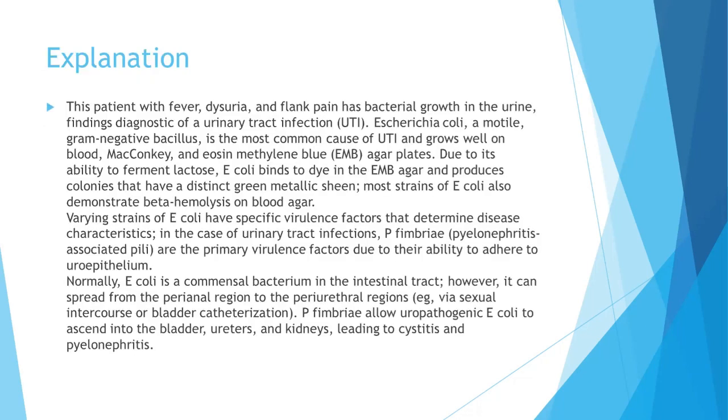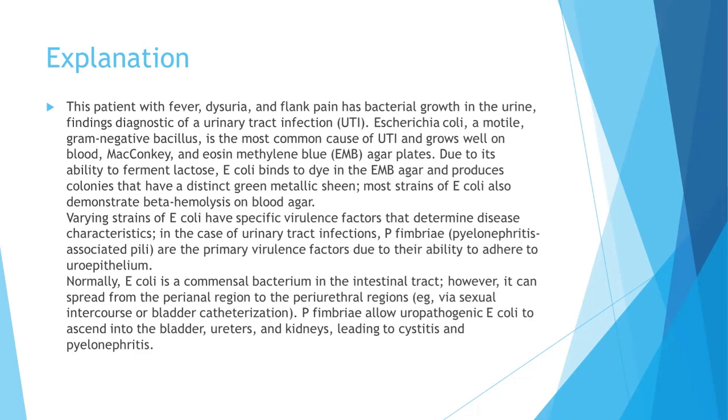This patient with fever, dysuria, and flank pain has bacterial growth in the urine, findings diagnostic of urinary tract infection. E. coli, a motile gram-negative bacillus, is the most common cause of UTI and grows well on blood, MacConkey, and eosin methylene blue agar plates. Due to its ability to ferment lactose, E. coli binds to the dye in the EMB agar and produces colonies that have a distinct green metallic sheen. Most strains of E. coli also demonstrate beta hemolysis on blood agar.